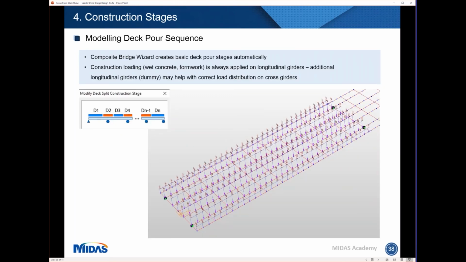The deck pour sequence is the next part of the construction sequence after the steelwork is in place. If we use the Composite Bridge Wizard, it will create basic deck pour stages automatically. So it's a little bit easier. There are certain limitations we need to remember: the construction loading, like the wet concrete or formwork, is always applied on longitudinal girders by the wizard.